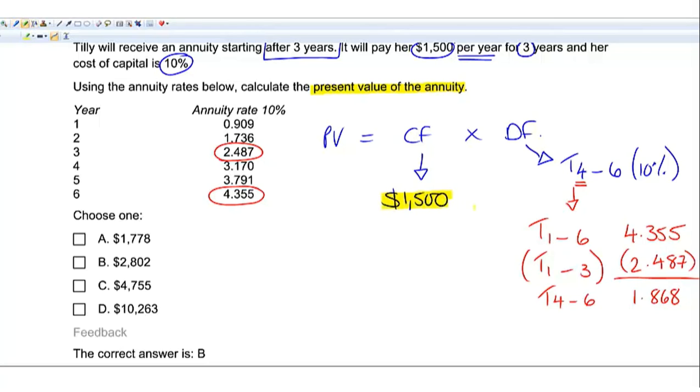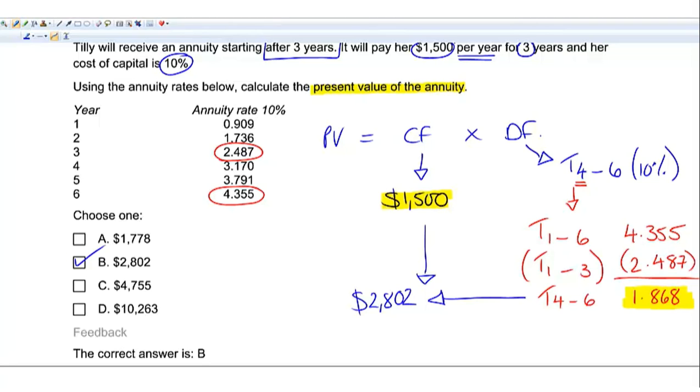So if we take the cash flow of 1,500, we multiply it by the cumulative discount factor for time periods 4, 5 and 6, and that would give us a present value in total here, if we multiply the two together, of 2,802. The correct response option is therefore response option B.